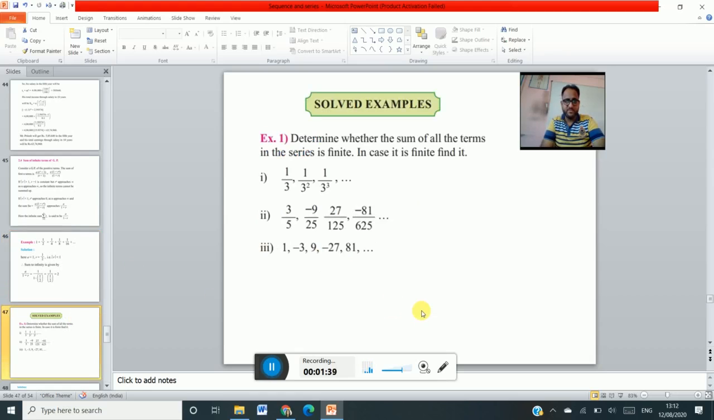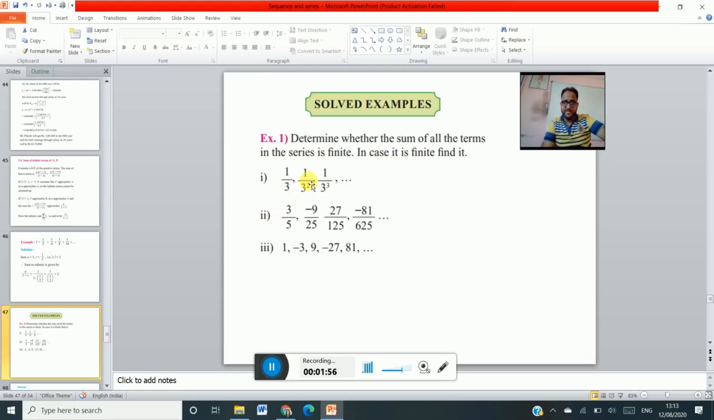See the solved example. Determine whether the sum of all terms in a series is finite. In case it is finite, find it. If it is a finite series, then we have to find the sum of that series.